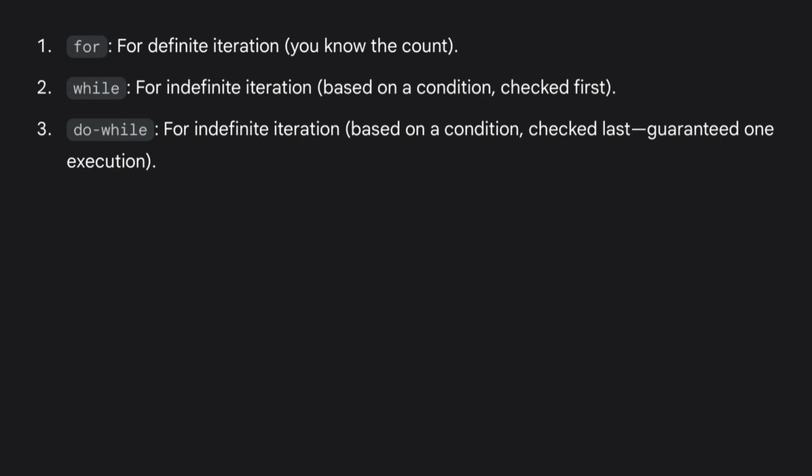But what if you are 500 iterations deep into a for loop and suddenly a critical error occurs, like a file disappears, and you need to immediately stop the loop? Or what if you just want to skip one bad piece of data and continue to the next iteration? We need special keywords to control the loop's execution.